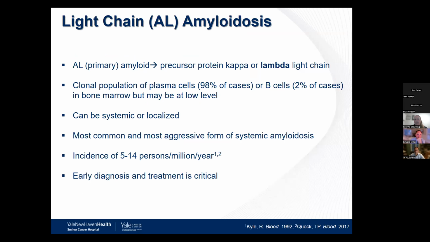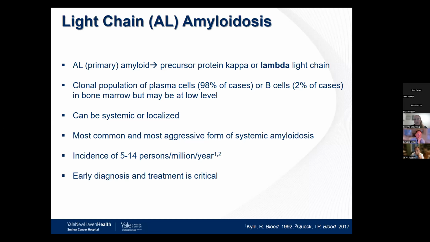Today, our focus is on light chain, or what was previously referred to as primary amyloidosis, where the amyloidogenic proteins are kappa or lambda light chains, which are produced from a clonal population of B cells located in the bone marrow. Lambda light chain is more common than kappa in AL amyloidosis, and in the majority of cases, there will be a clonal plasma cell population in the bone marrow. Although in AL amyloid, this clone can be quite small, and occasionally AL amyloidosis can occur in association with a lymphoma or a clonal lymphocyte population in the bone marrow.